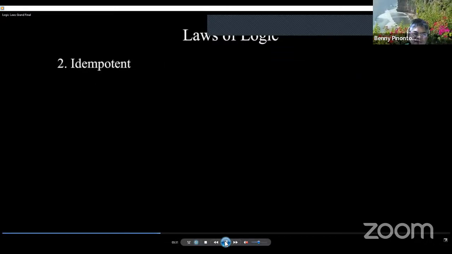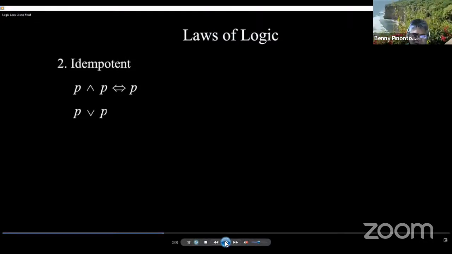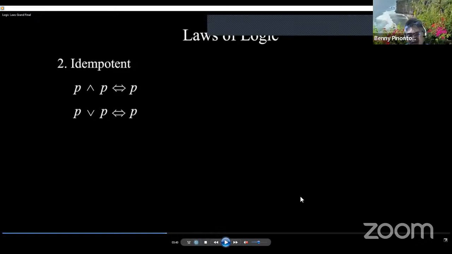Minus minus 3 is equal to 3. So this is idempotent, not impotent. Idempotent. So this P and P, that's the same as P. And P or P, that's the same as P. When I say it's actually the same, it means equivalent, logically equivalent.